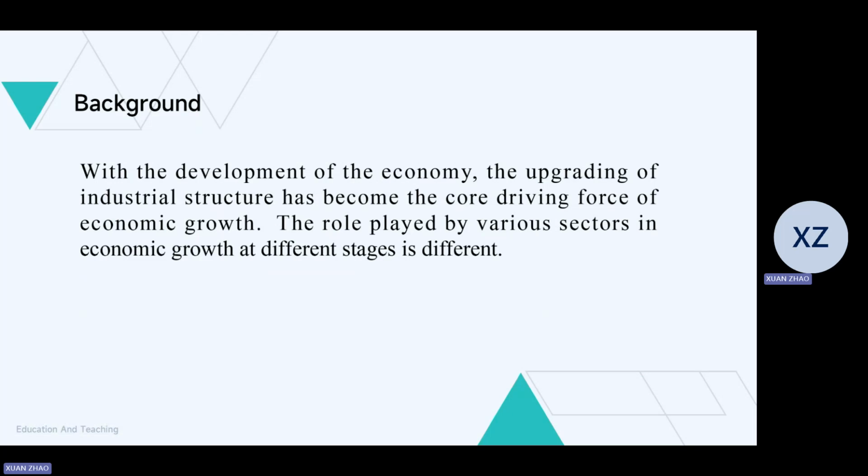With the development of the economy, the upgrading of industry structure has become the core driving force of economic growth. China's industrial structure has undergone a transformation from agriculture-led to industry-driven and then to service-centered. However, the role played by various sectors in economic growth at different stages is different. How to further adjust the industrial structure according to actual conditions is an important breakthrough point in exploring China's economic growth mechanism.